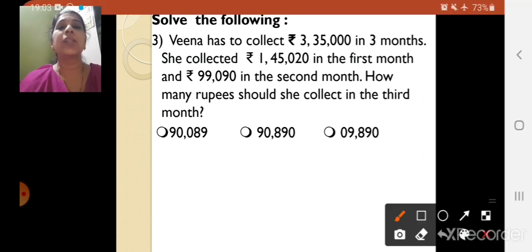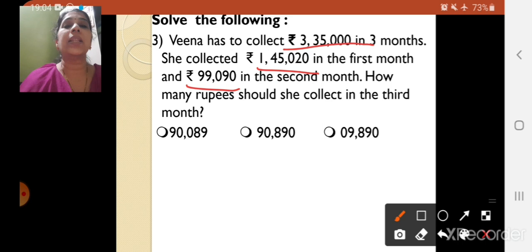So what's given in the word problem? Veena, she has to collect in 3 months how much money? Rupees 3,35,000. So in the first month how much she collected? 1,45,020 and in the second month she collected rupees 99,090, right? So you have to find out in the third month how much money she collected.